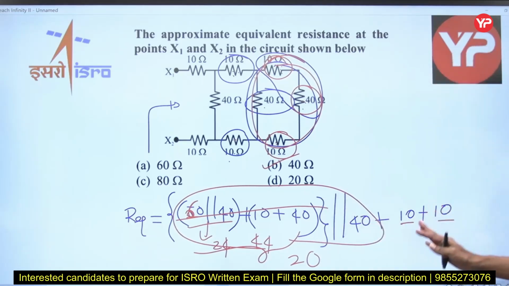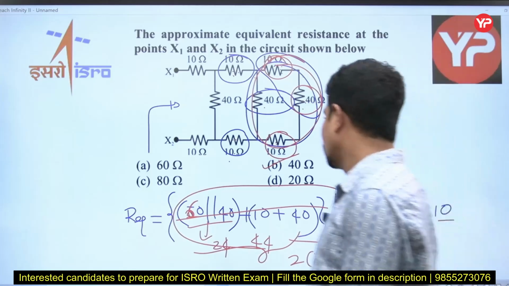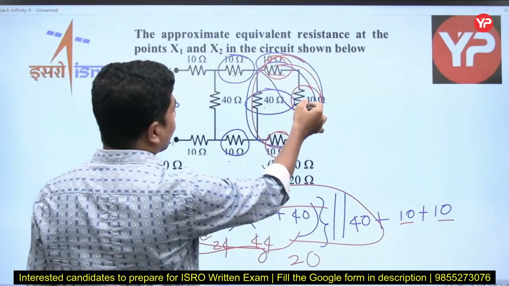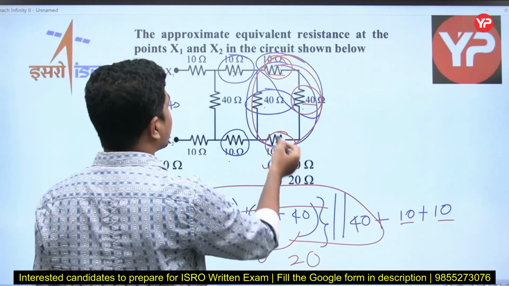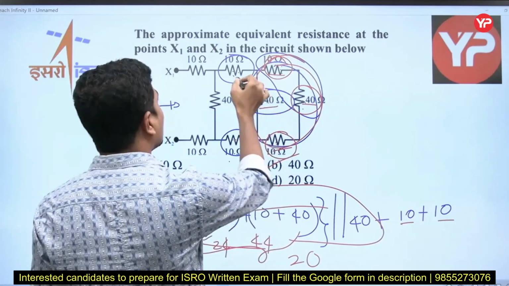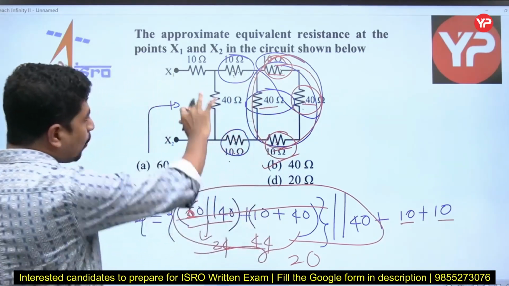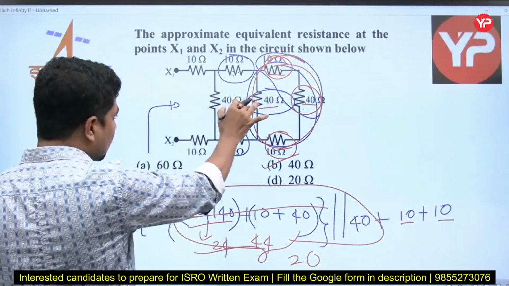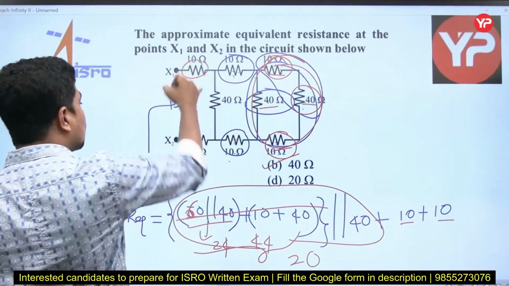Right? Very simple. You may be thinking, sir, you did it in a very clumsy way. Why? Simple. 10, 40, 40, 60. 60 parallel with 40 is 24, 34, 44. So up to here is the overall calculation. 40 in parallel with 44, you will get 20. Now that 20 is in series with 10 and 10.